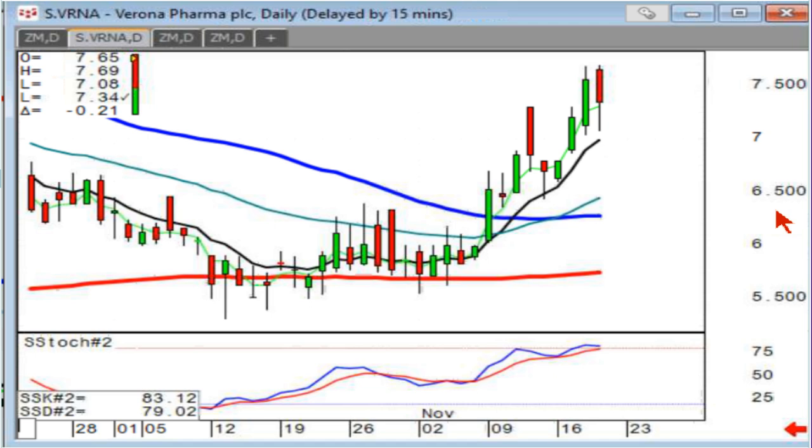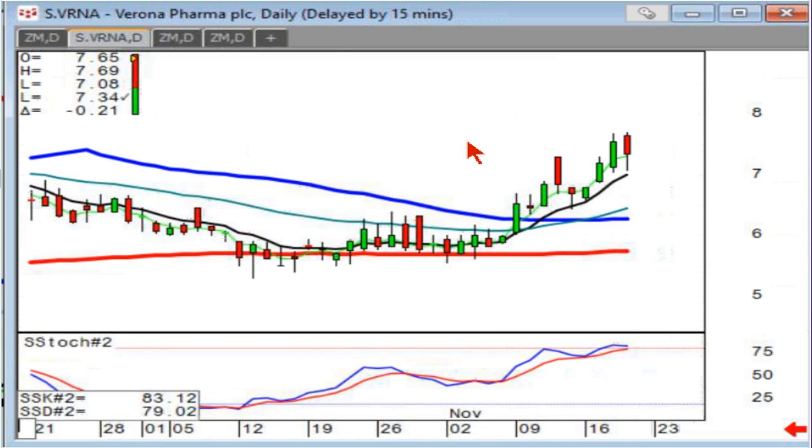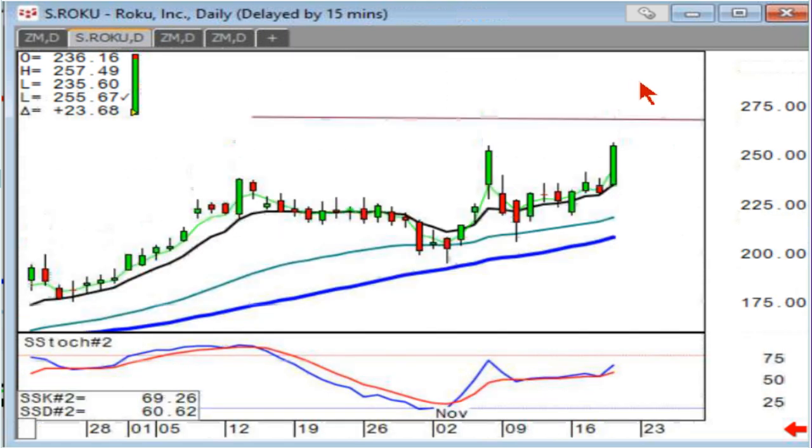Varna, all you can do here right now is stay long as it stays above the T9. Roku is up another $35, so it's up in this area. All right, so that's a good breakout.